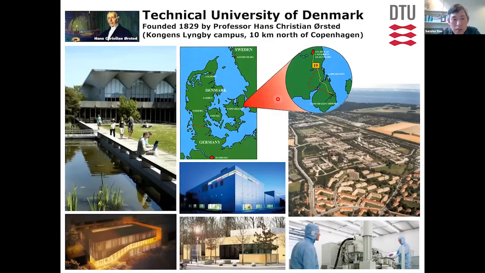First I will give a brief introduction of the Technical University of Denmark. We are located in Copenhagen, the capital of Denmark, about 10 kilometers from the center of the city. This university was founded by H.C. Ørsted, who discovered the connection between electric current and magnetism. It is a small university. We have around 12,000 students, but we have 5,000 staff, including PhD students, so we have a very special ratio between staff and students.